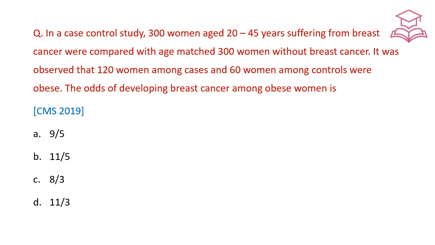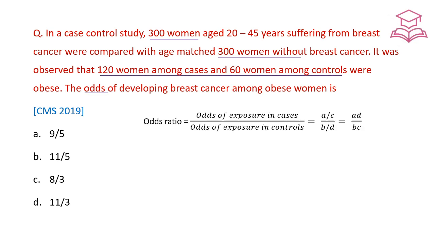In a case control study, 300 women aged 20 to 45 years suffering from breast cancer were compared with age-matched 300 women without breast cancer. It was observed that 120 women among cases and 60 women among controls were obese. The odds of developing breast cancer among obese women is? Here the cases are breast cancer and controls are those without breast cancer, and the exposure is obesity. We have to find the odds ratio.